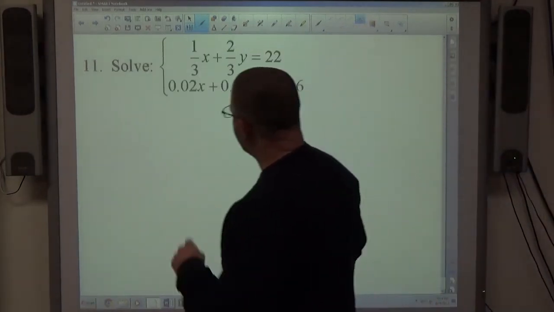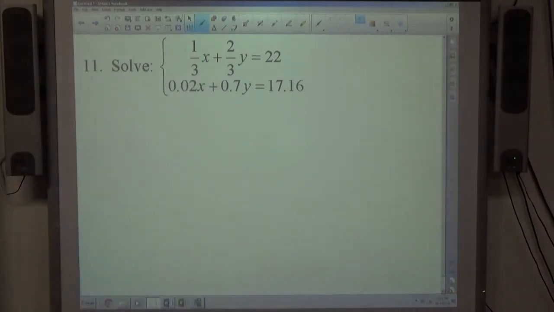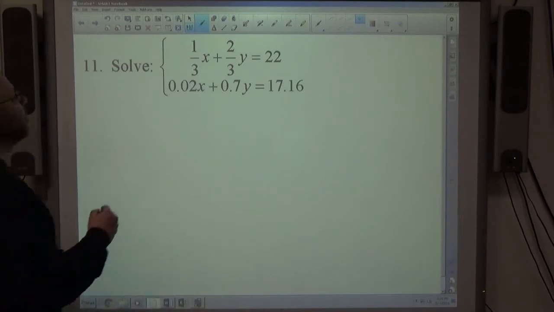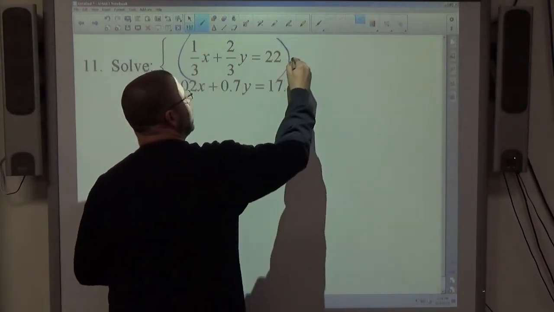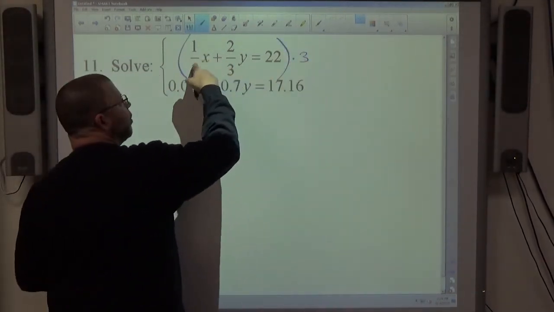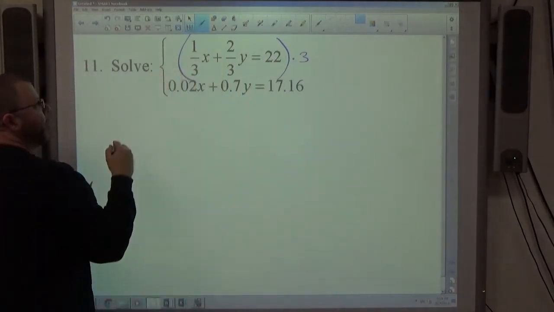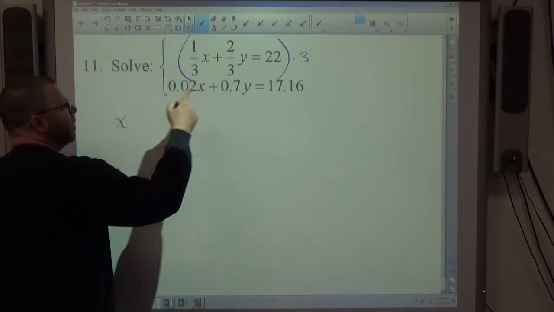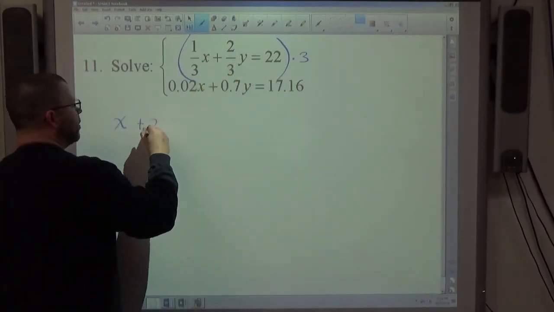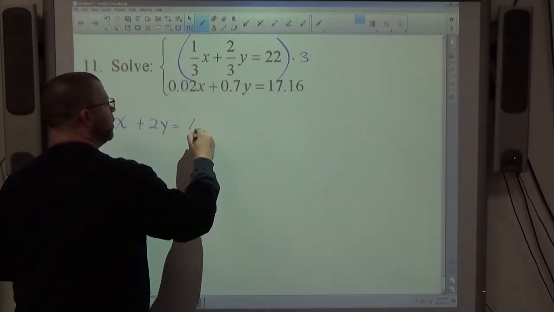Number 11, solving a system of equations. Just 2 equations, 2 variables. The difficulty here is all the fractions and decimals. So I would take this top equation times 3 to get rid of the fractions. 1/3, 2/3, and a constant, so 3 is the common denominator. 3 times 1/3 x is going to be 1x. 3 times 2/3 y is going to be plus 2y. And 3 times 22 is 66.